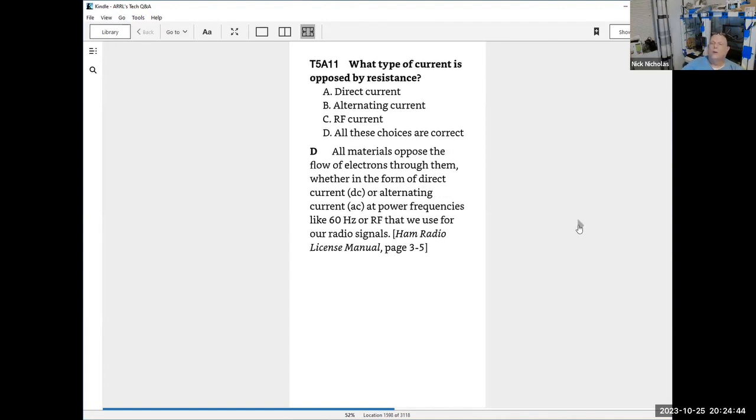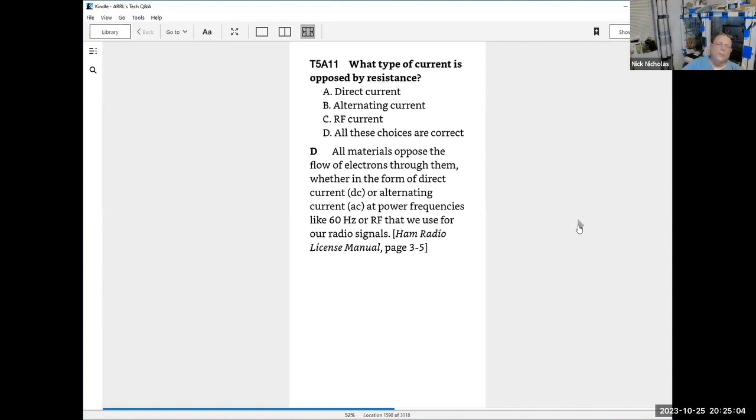What type of current is opposed by resistance? And the answer choices here are A, direct current, B, alternating current, C, RF current. And the answer is D. All currents are opposed by resistance.